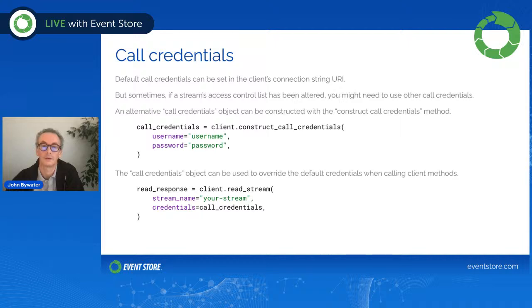Sometimes the stream's access control list is altered such that you need to provide other core credentials than the default ones. Alternative core credentials can be constructed with the construct core credentials method. You just pass your alternative username and password in and get a core credentials object, and then you can pass in the core credentials object with the core credentials argument to your method.